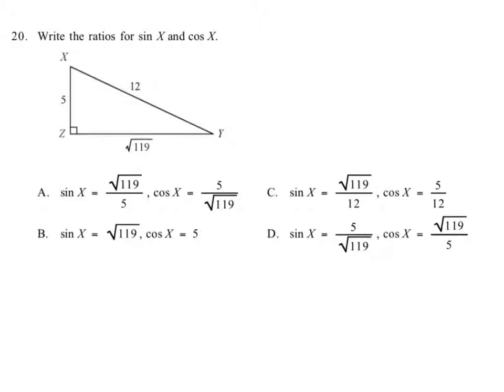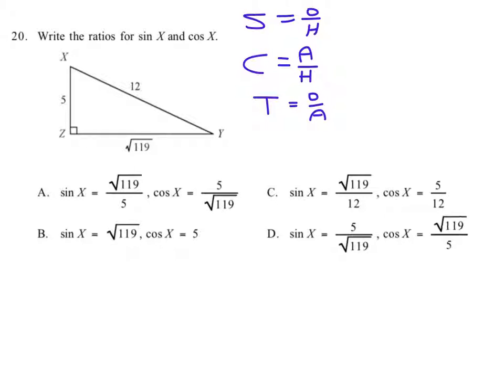Okay, write the ratios for sine of x and cosine of x. And you should remember SOH CAH TOA. So sine is opposite over hypotenuse. Cosine is adjacent over hypotenuse. And TOA, tangent is opposite over adjacent.